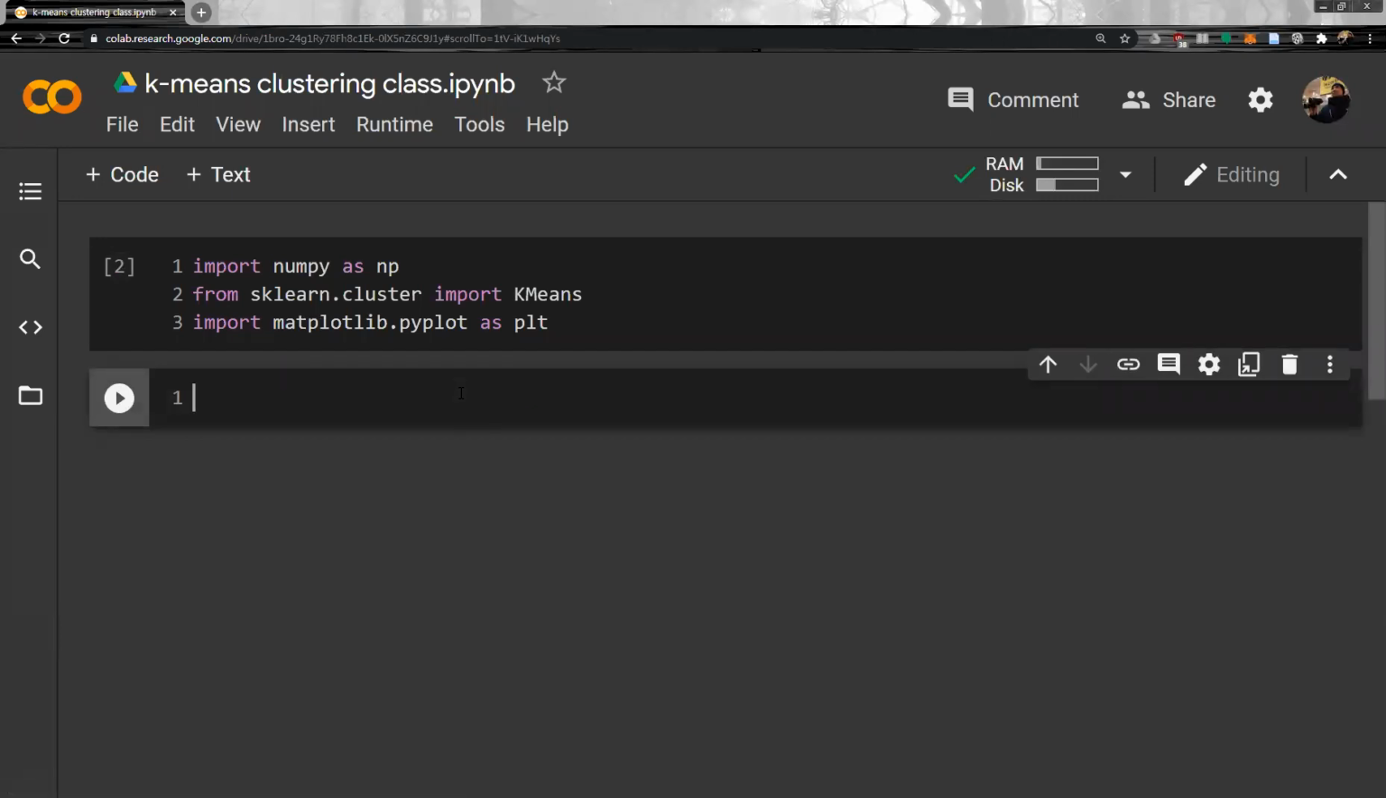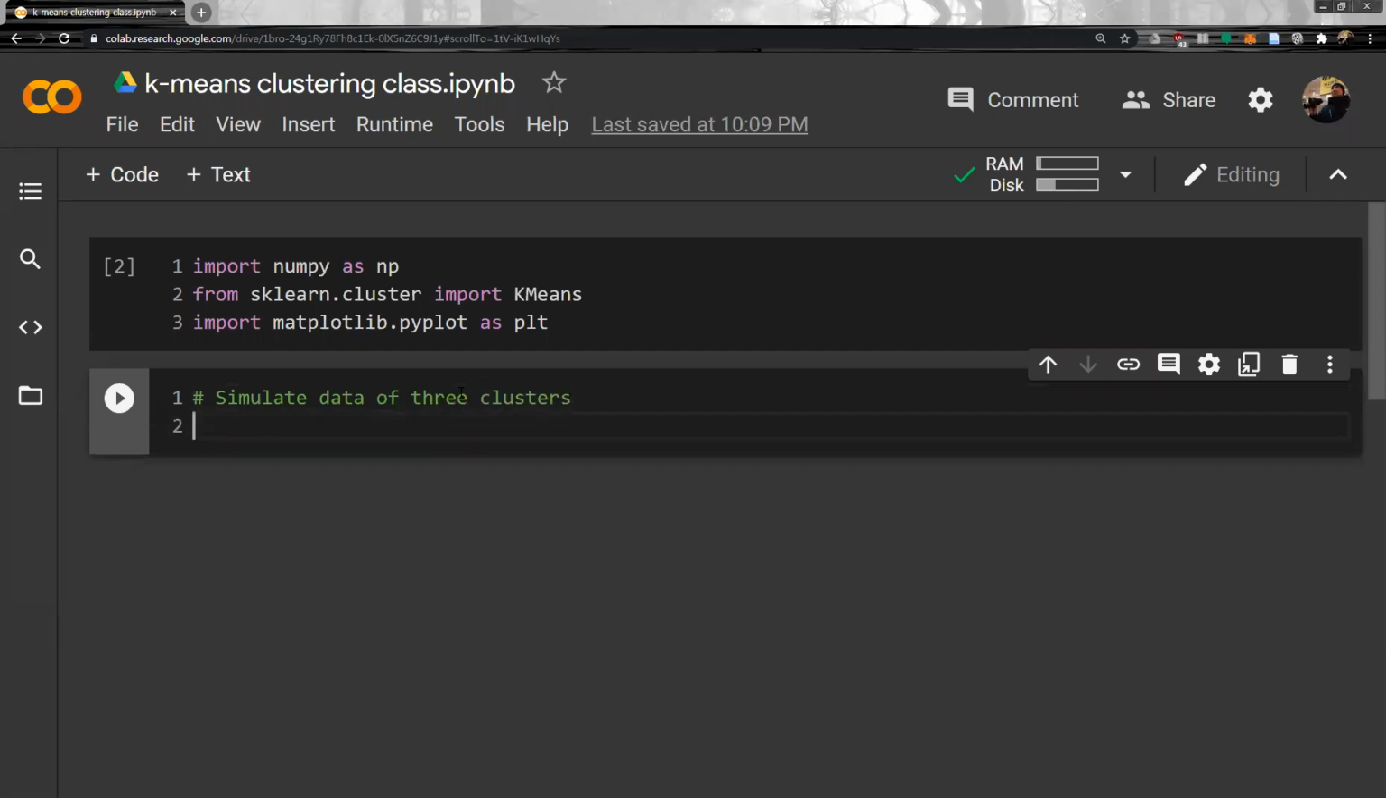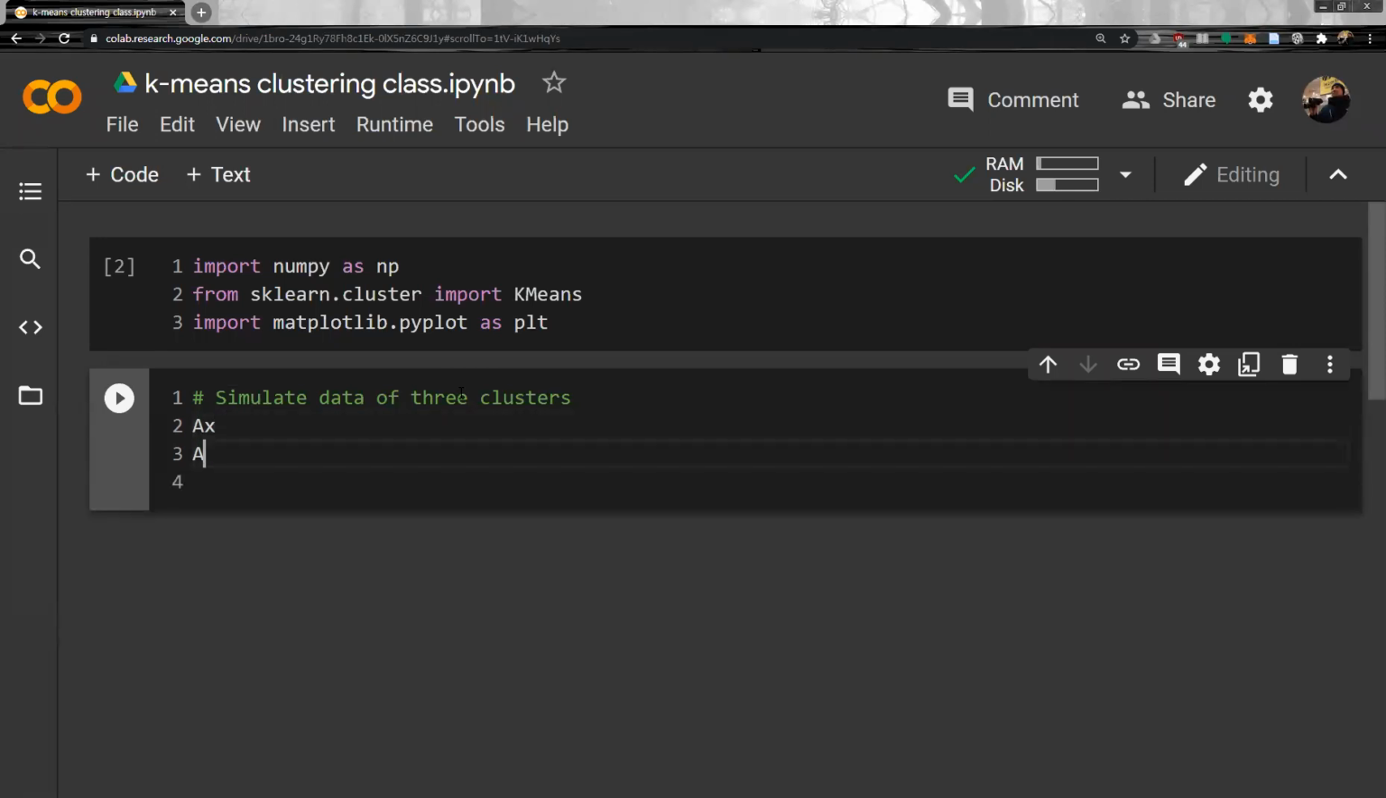Let's generate simulated data. Let's simulate data of 3 clusters. Our idea is that we simulate the data of 3 clusters, and given the data, we will find those 3 clusters with k-means. So we are using 2 dimensions, like AX and then AY. So they are a cluster.